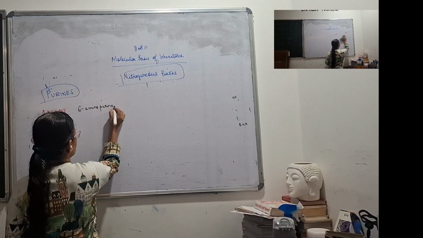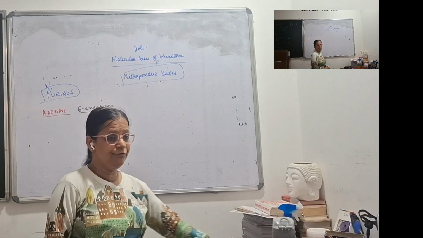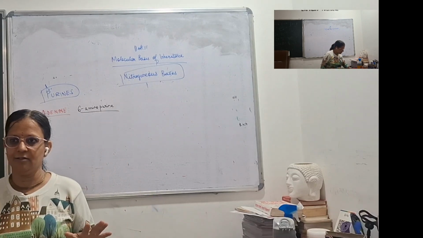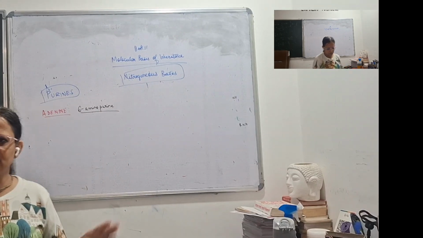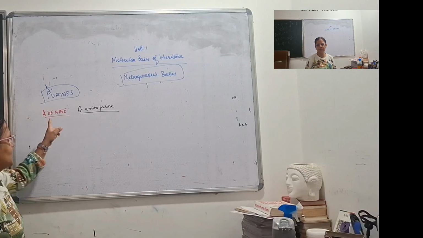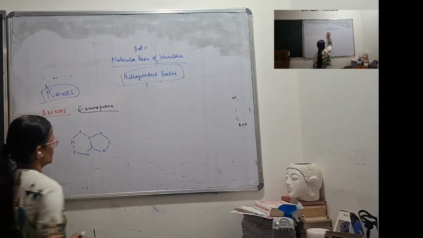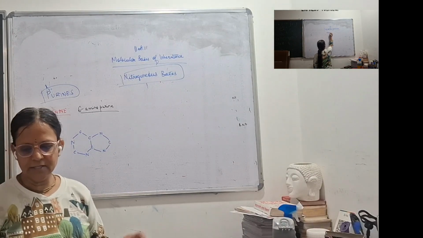6-aminopurine. Okay. Now this is what you will have to memorize. If we are able to memorize a 10-digit mobile number, then it's very easy to remember the names of 4 to 5 bases, right? So 6-aminopurine. Right? So this is a basic structure.